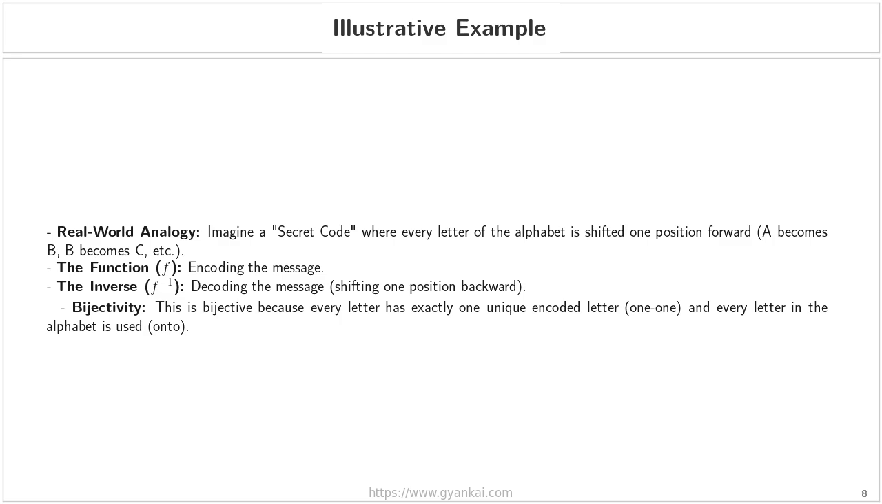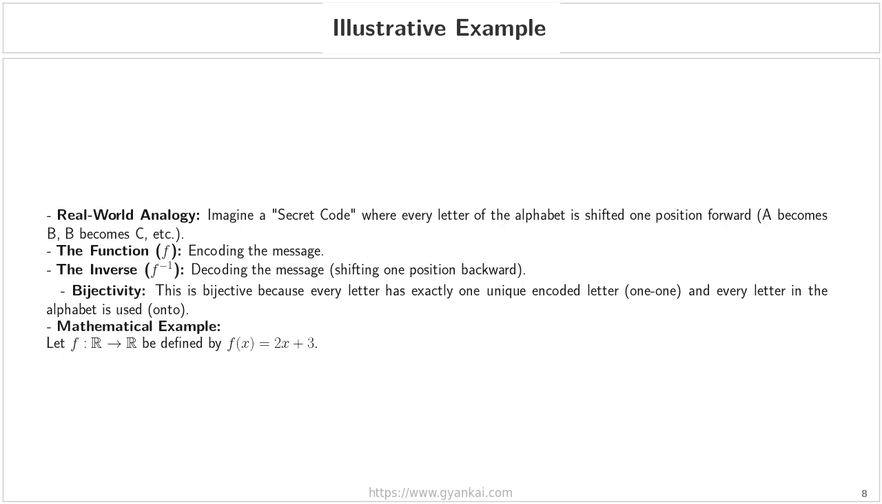In this scenario, the process of encoding the message represents our function, f. To retrieve the original message, you would need to decode it by shifting every letter one position backward. This decoding process is the inverse function, f inverse. This system is bijective because it is 1-1, meaning every letter has exactly one unique encoded partner, and it is onto because every letter in the alphabet is utilized. Now, let's transition from the analogy to a formal mathematical example.